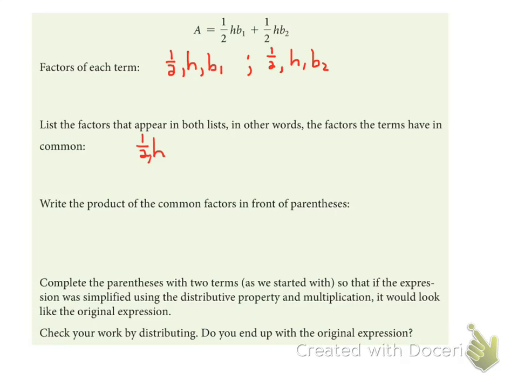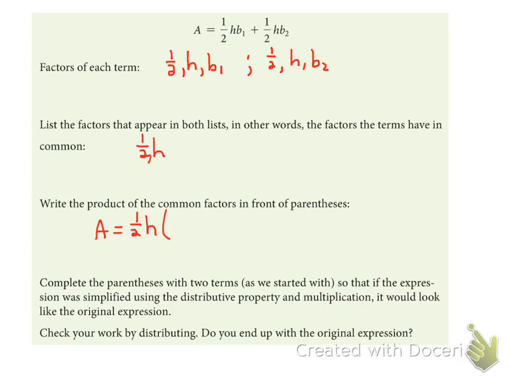Now the next part says write the product of the common factors in front of the parentheses. So the area is equal to 1/2 H times something. So far so good? Complete the parentheses with two terms as we started with, so that the expression was simplified using the distributive property of multiplication. It would look like the original expression.